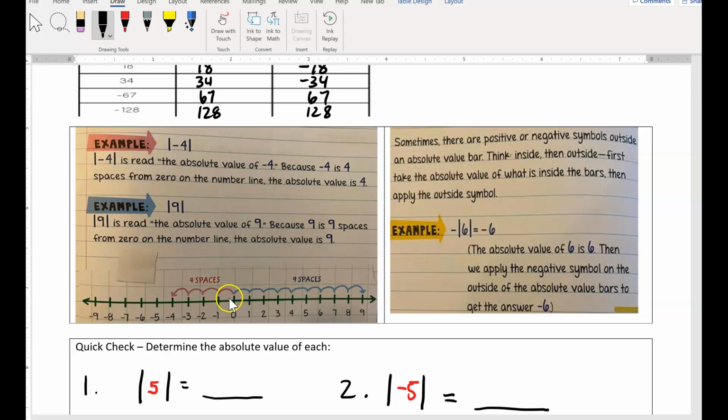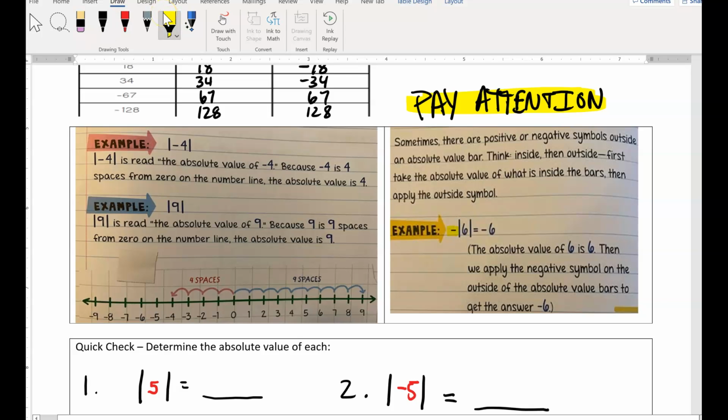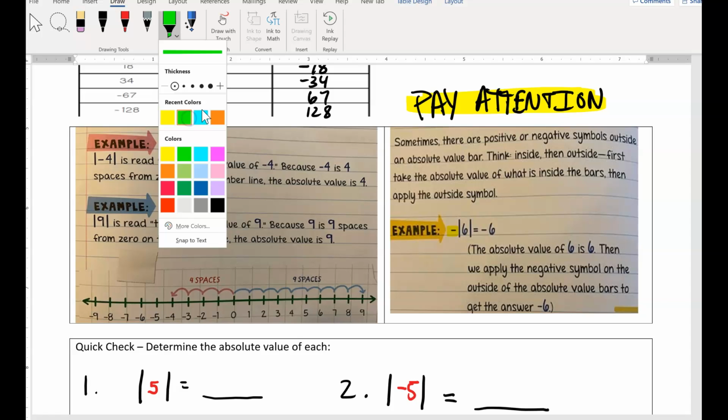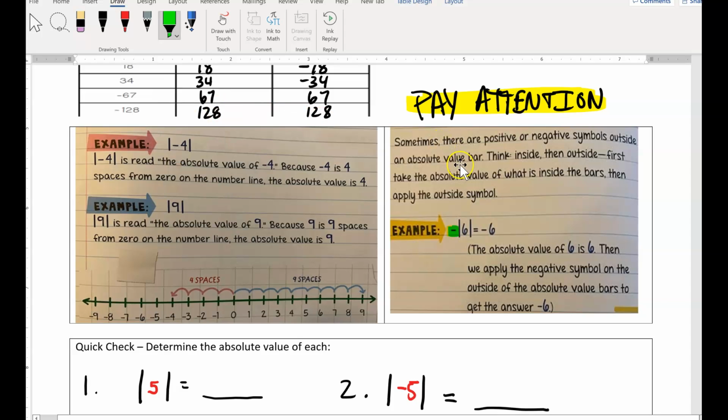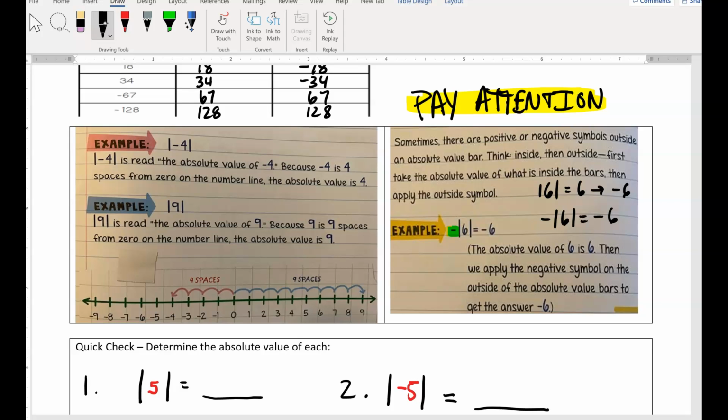Now, there is one time where the absolute value answer will actually be negative. Sometimes there's going to be a negative sign outside the absolute value bar, as we can see in this picture right here. That's saying, what's the absolute value of 6, and then what's the opposite of that answer? Well, the absolute value of 6 is equal to 6, and the opposite of 6 is -6. So that is why the opposite of the absolute value of 6 is equal to actually -6. So basically, if the negative sign is on the outside of these bars, then your answer is also going to be negative.